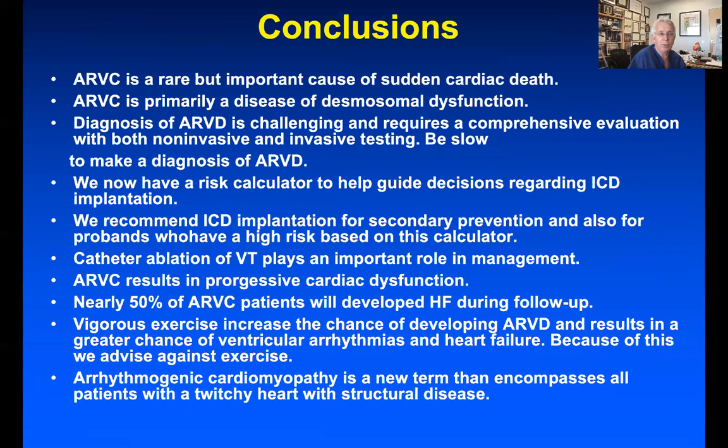So let me just conclude that ARVD is a rare but important cause of sudden death, which is caused by mutations in genes that encode for desmosomal proteins. The diagnosis is challenging, requires a comprehensive evaluation. We see lots of patients here at Hopkins for second opinions from all over the country and all over the world. We always tell patients and physicians, be slow to make the diagnosis because the implications are enormous and you really want to get it right. And we see about 10 ARVD patients a week at Hopkins, so this is something we deal with every day.